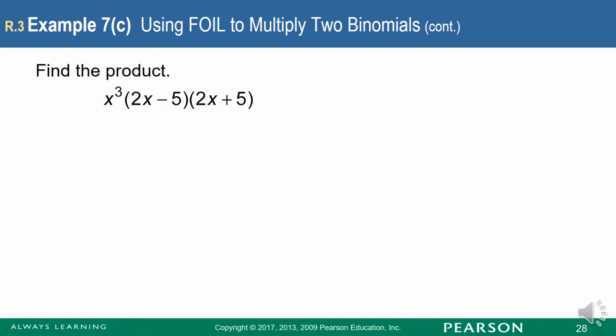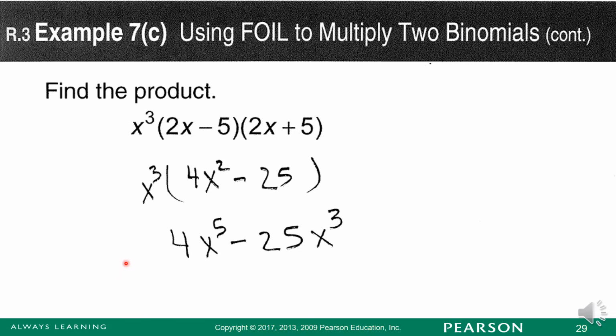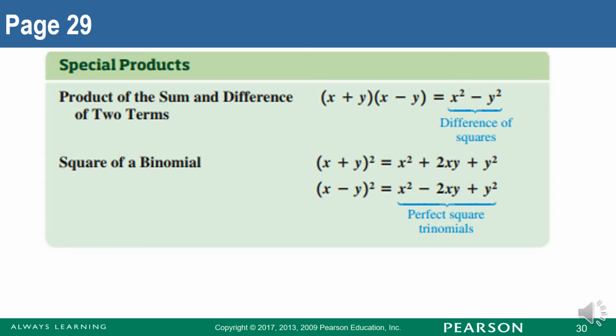In this example, first we're going to multiply these two together and then multiply them times this x cubed throughout. Now when we multiply this, notice that these two terms are going to give you minus 10x. This is going to give you plus 10x, so those will cancel out, and so we get the first step, and then we distribute that, and we get that as a final answer.